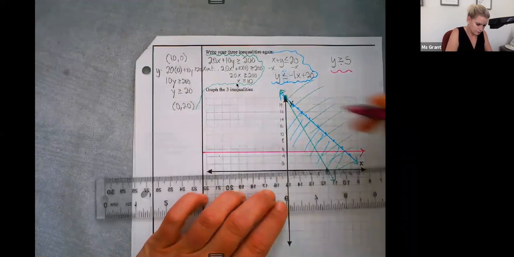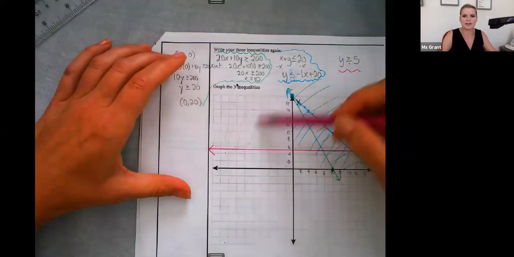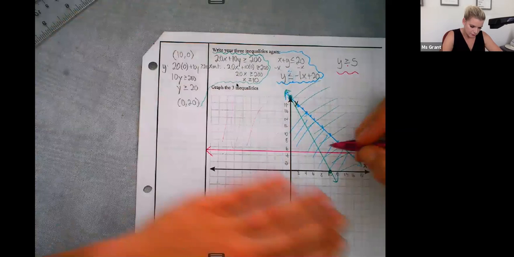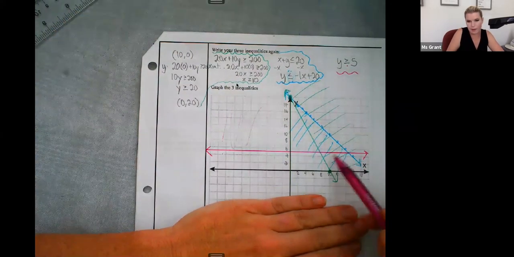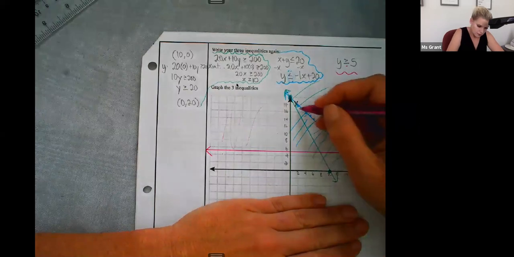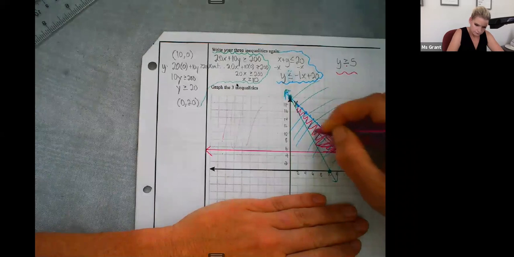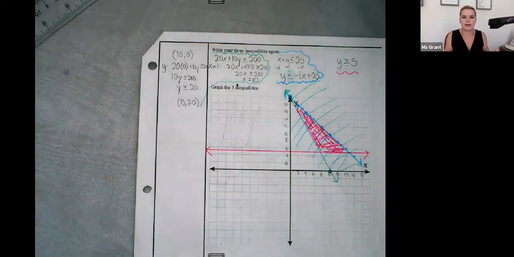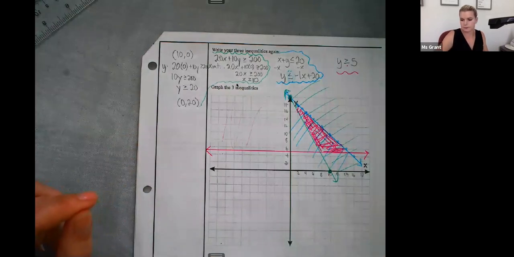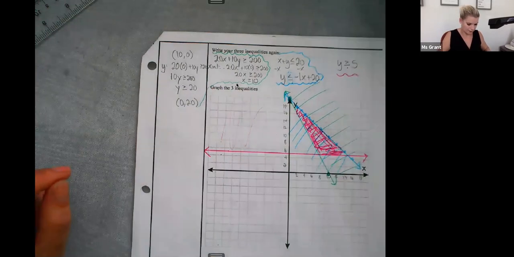Greater than. Okay, now I only care where they're in common. I don't care that there's pink shading over here. That doesn't matter. I care where they're in common. So I'm above the green line, below the blue line, and above the pink line. That's all only right here. Okay? That is the graph of my Malcolm problem. Dog walker, lawnmower extraordinaire. All right.